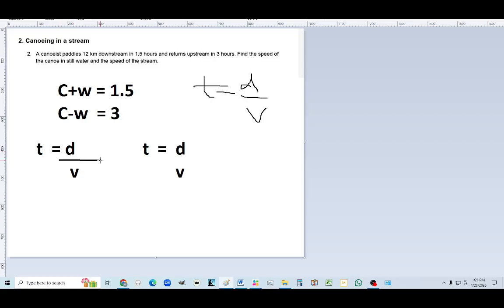Now, fortunately, each time the distance is the same. 12. Just do it like this instead. 12. And so the distance is 12 here and 12 there.